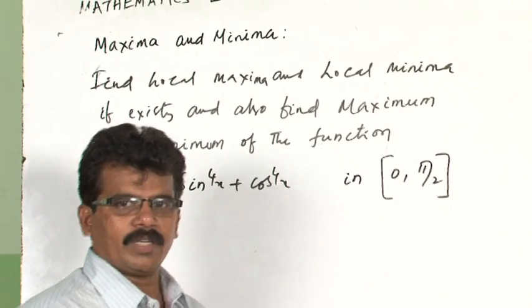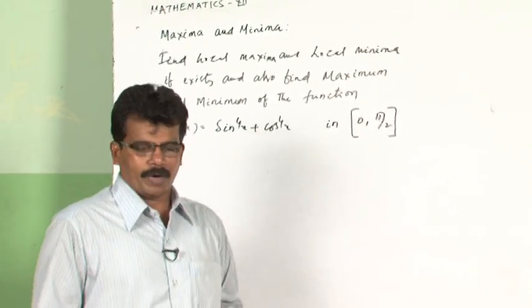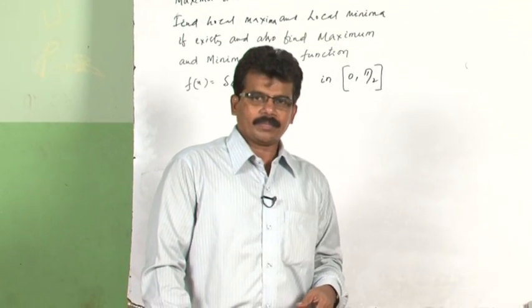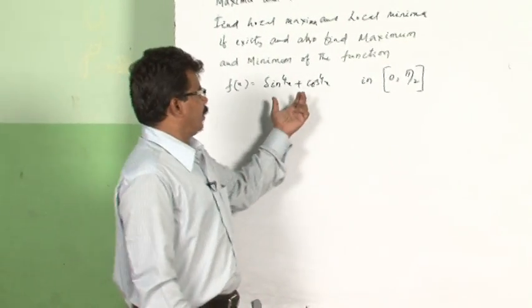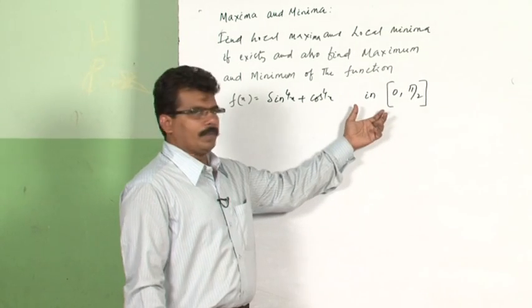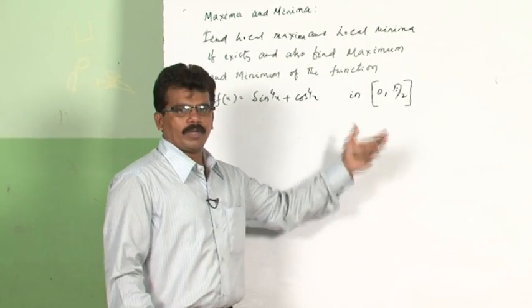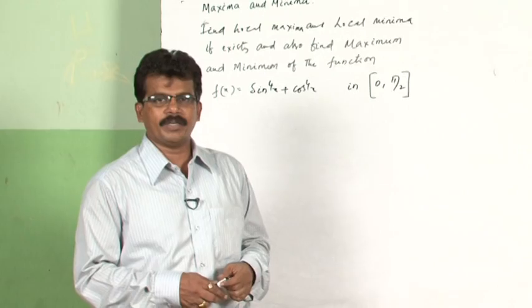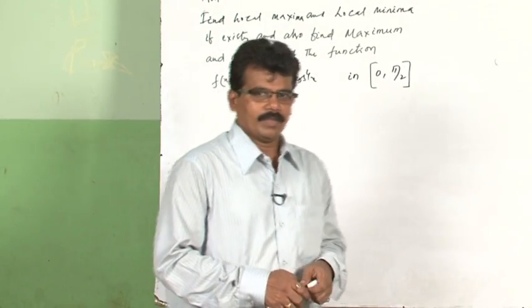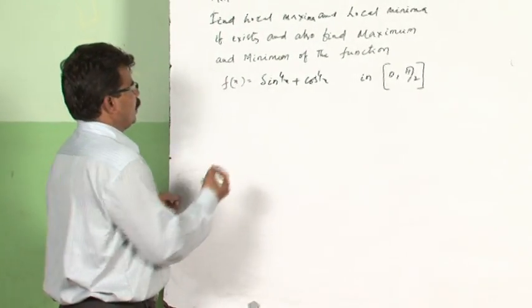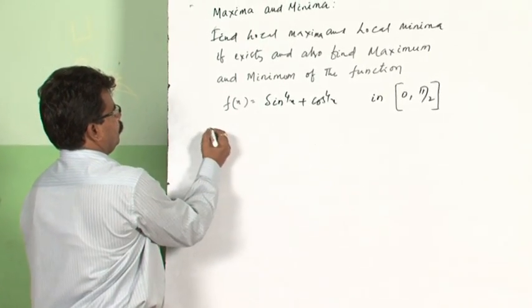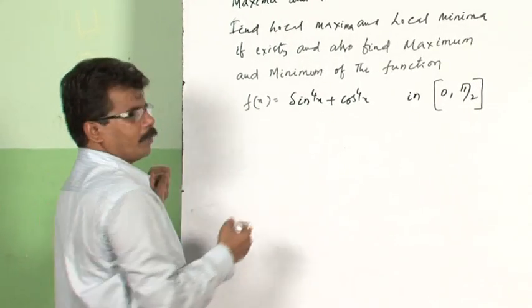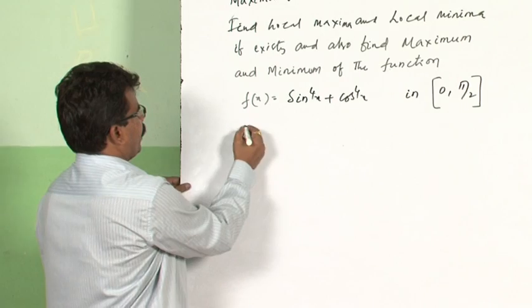Suppose if this interval is not given, there exist infinite points as critical points. Therefore, generally in a trigonometric function, intervals will be given. According to the intervals, we have to find critical points and we find maxima and minima. Now, let us solve the question. The function is f x is equal to sin power 4x plus cos power 4x. First, let us find the derivative.